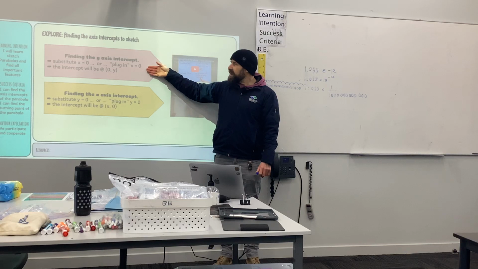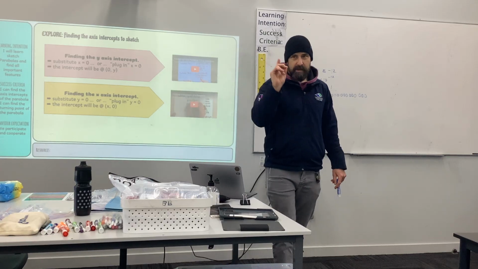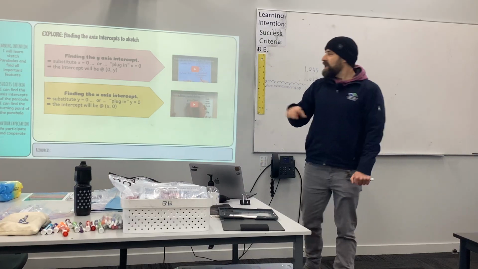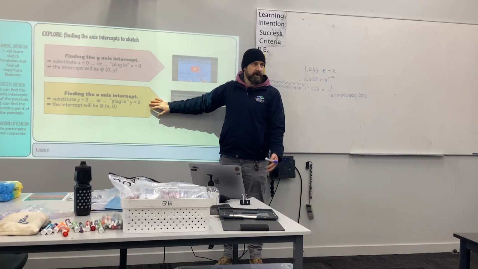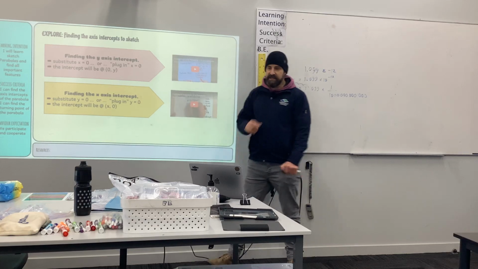Yesterday's lesson, we found the y-axis intercept. How did we find the y-axis intercept? What did we do? We replaced the x with 0. If I want to find the x-axis intercepts, guess what? We do the opposite. We replace the y with 0, or we substitute y equals 0 into the equation.